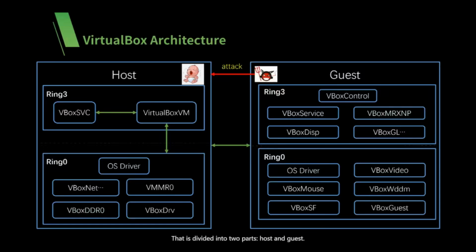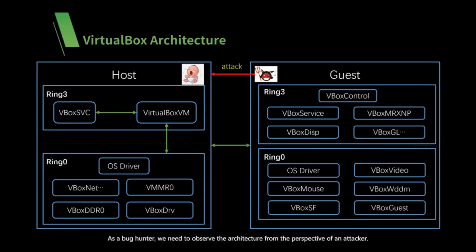It is divided into two parts, host and guest. The host usually refers to the main operating system that is running the main virtual machine program. And the guest usually refers to the operating system that is running in the virtual machine. The main security design of a virtual machine is system isolation, so its main threat model is to attack the host through the guest.